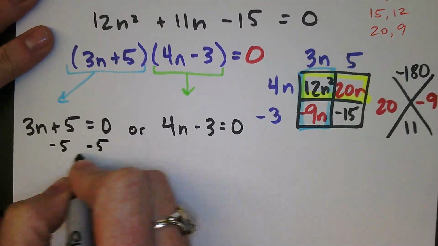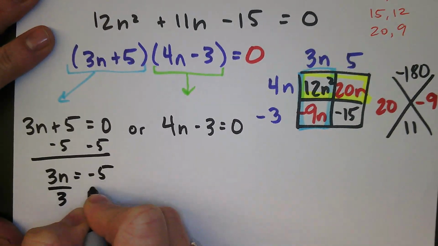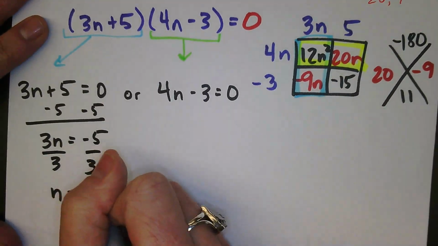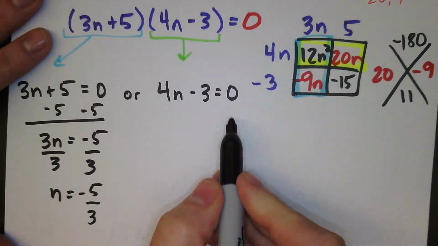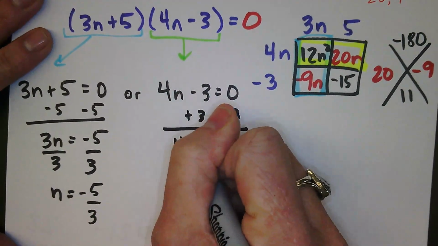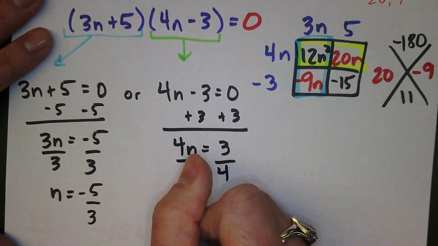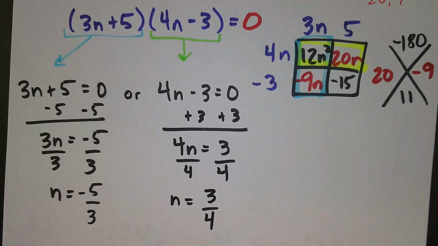Let's see, I'll subtract 5 from both sides. I get 3n is equal to a negative 5. Divide both sides by 3, and my first answer is n is equal to negative 5/3. And then my second one here, I'm going to add 3 to both sides. I'm going to get 4n is equal to 3. Divide both sides by 4, and n is equal to 3/4. These are my two answers.